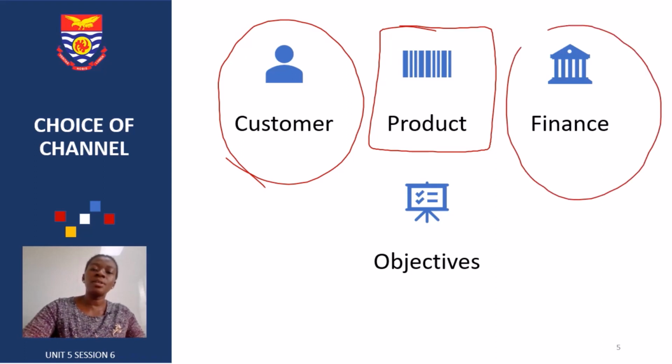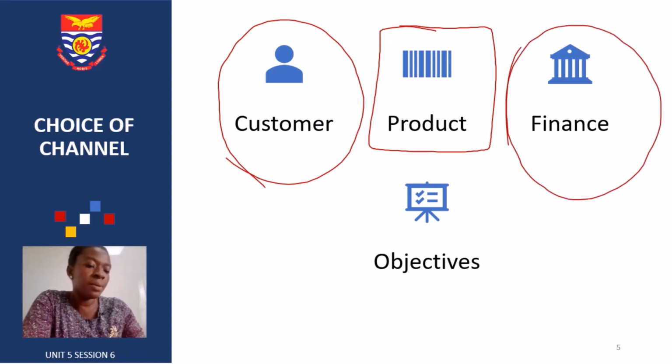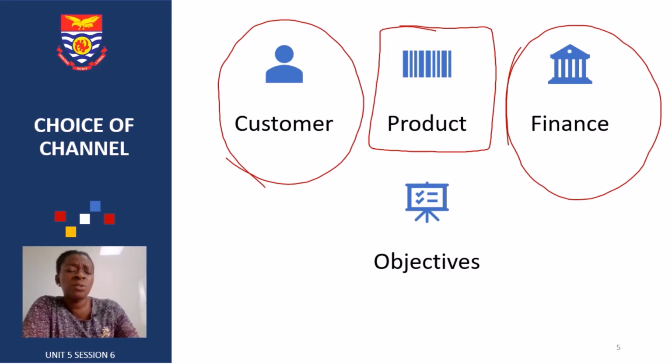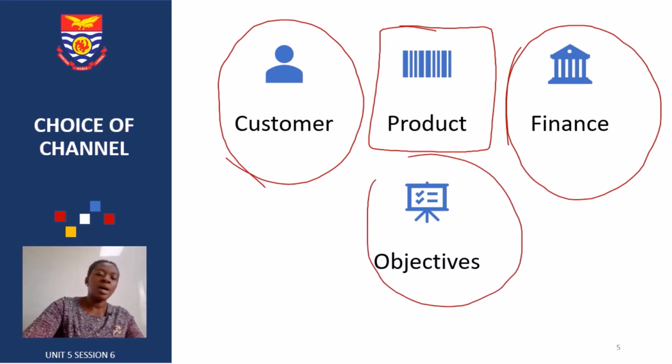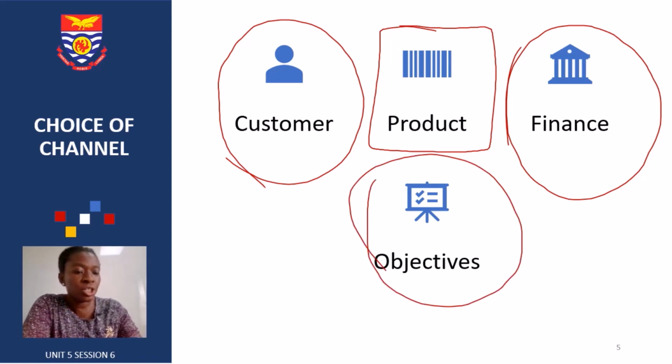Sometimes the amount of money you have is also going to determine this, because having your own distribution is money; distribution tracks and outlets are all capital intensive. If you don't have that money, you cannot do that kind of business. The objectives and goals you have, what you have to achieve, are also going to define the type of channel you go in for.